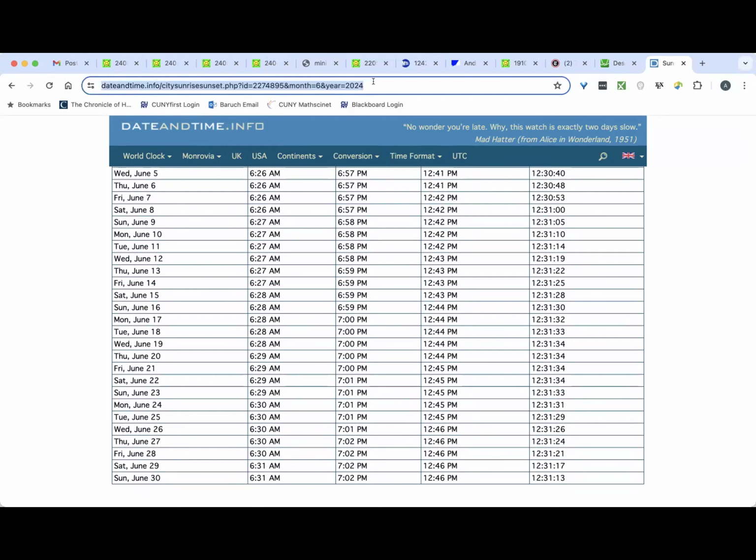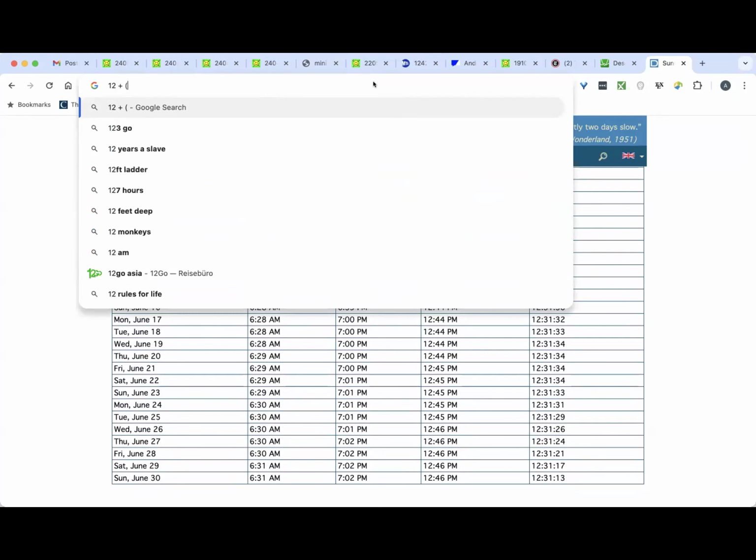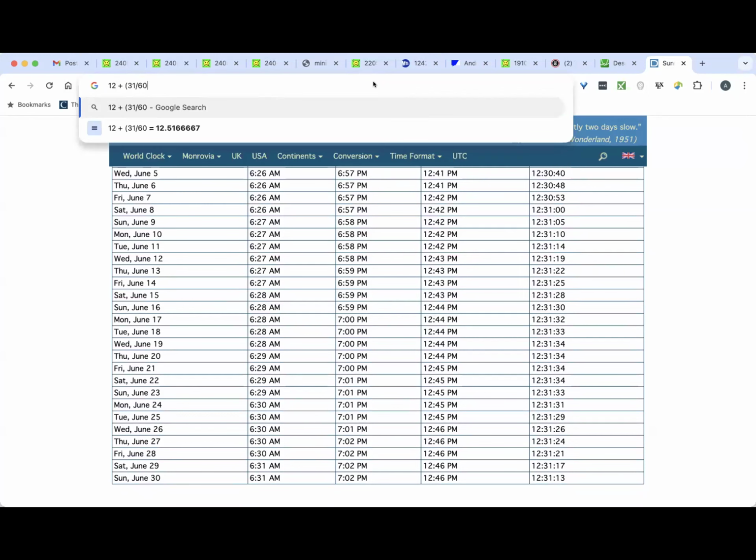Let's write that. So that's 12 plus 31 minutes, which is 31 divided by 60 hours, and 34 seconds is going to be 34 divided by 3,600, because there's 3,600 seconds in an hour. So that's going to give us 12.526. Okay, so I'll put that in. 12.526 is the number of hours of the longest day.